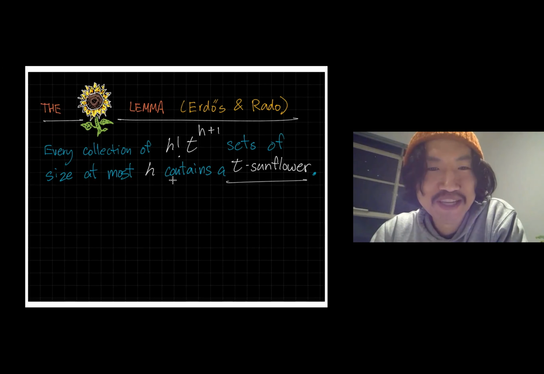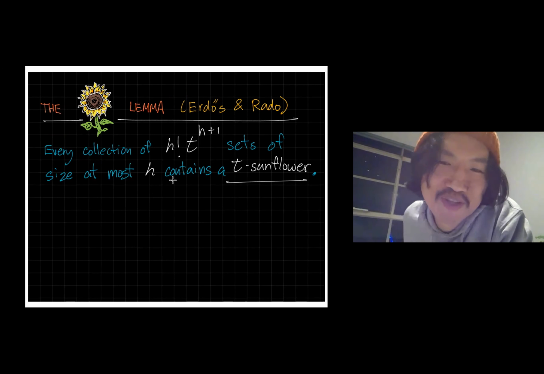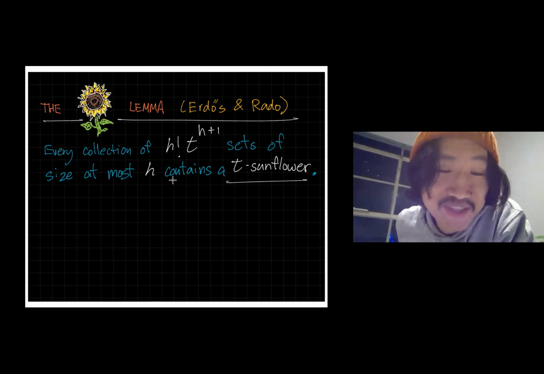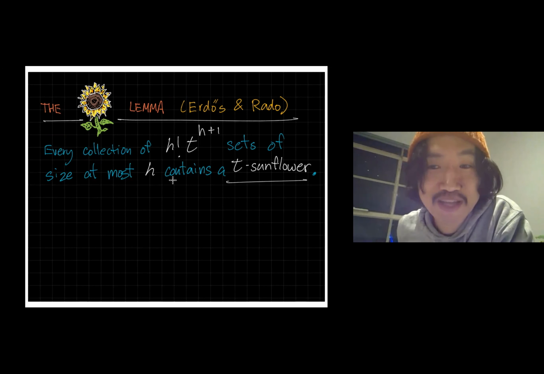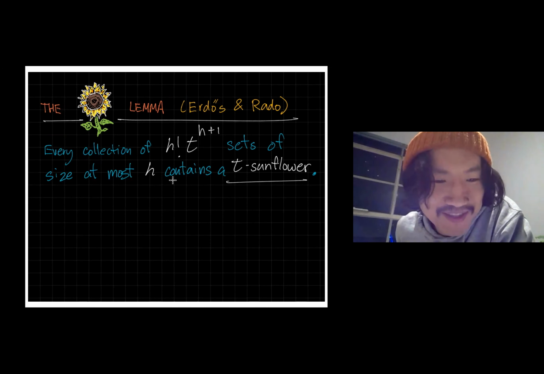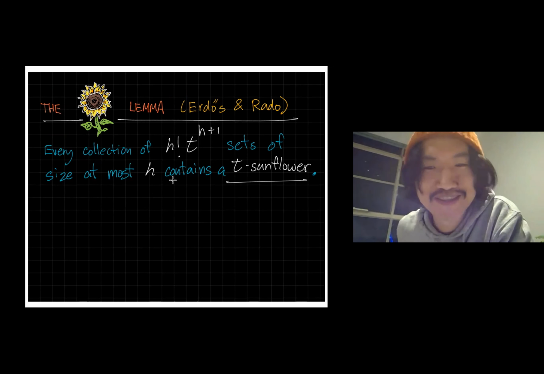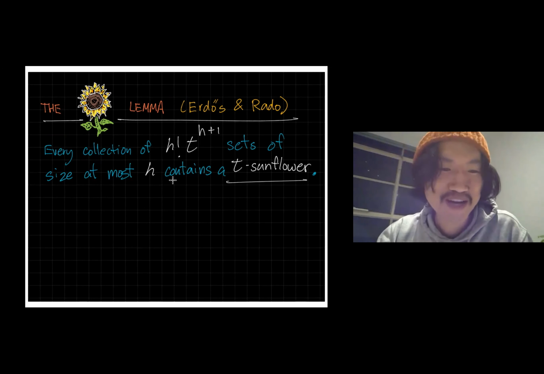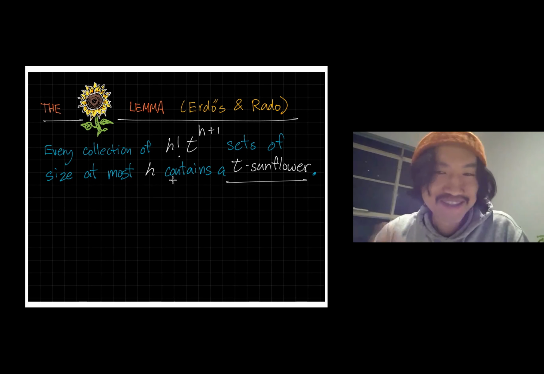So another tool we need is the sunflower lemma of Erdős and Rado. There have been some recent improvements actually for the bounds that you get in the sunflower lemma, but that's not really important for us since our constants are so bad it doesn't really help much. But what is the sunflower lemma?